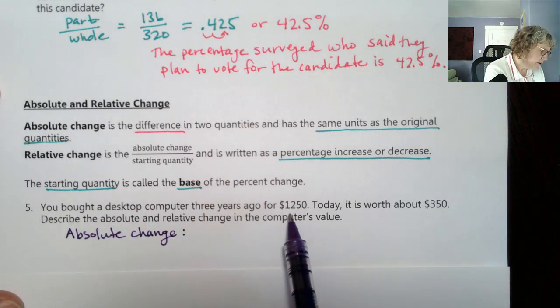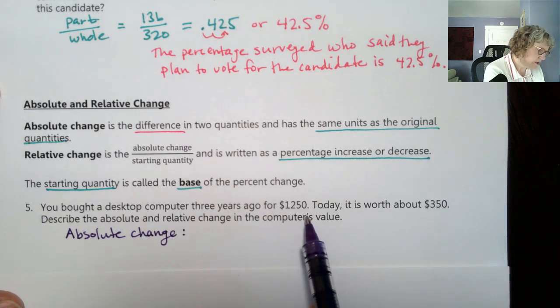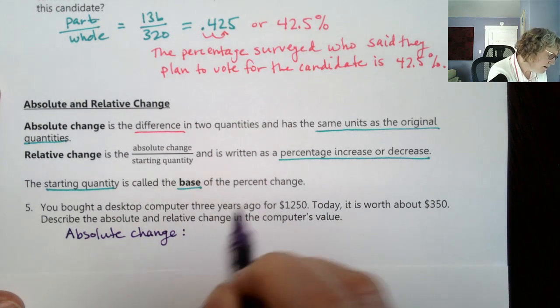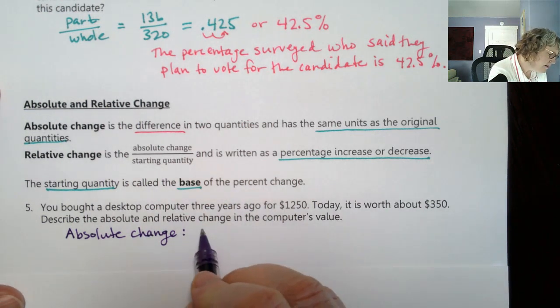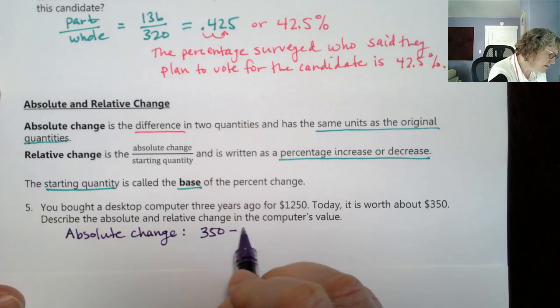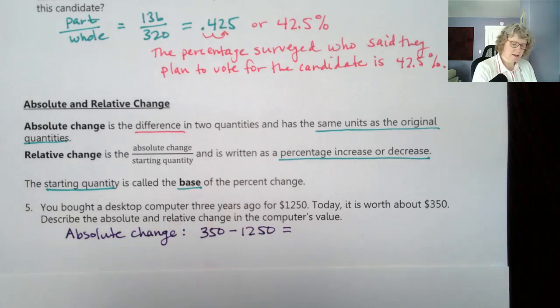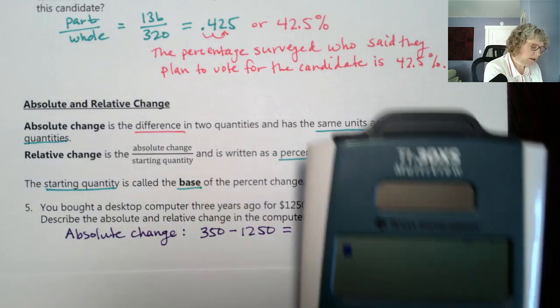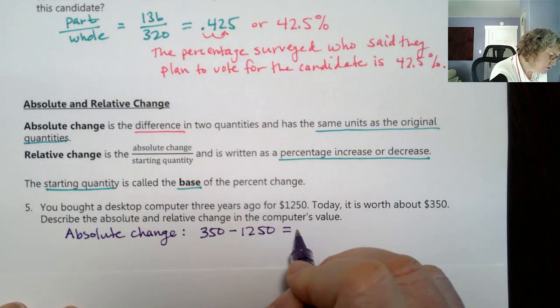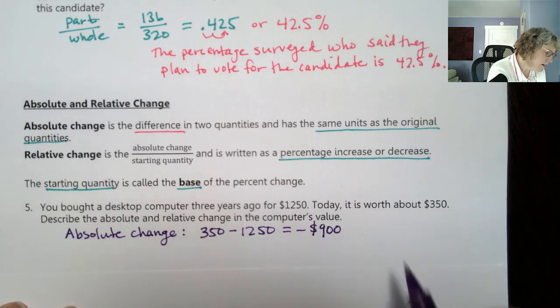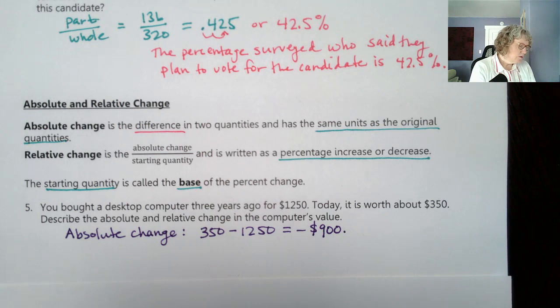is the difference. So it doesn't really matter which way we go, but what we do want to notice is it's decreased, right? So if I do put the second one first, 350 minus 1250, then I'll get a negative number. And that's going to indicate the decrease. Or you can just know that it went down, so it is a decrease. Either way is really fine. 350 minus 1250, it's just important to show your work. So I'm going to get a negative $900. I'll go ahead and put my dollar sign. Negative $900, okay?